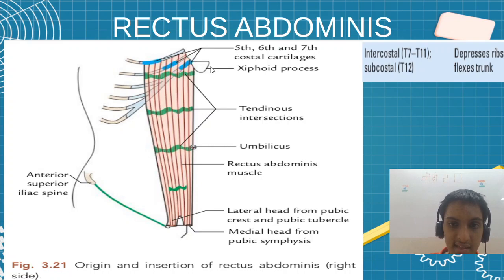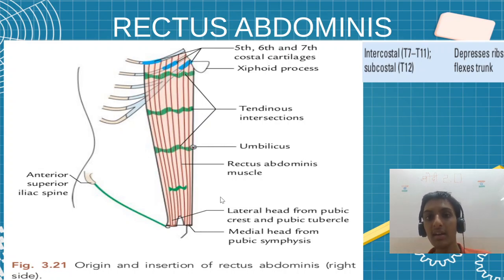Okay, this is coming from the 5th to 7th rib. You are seeing the 5th to the 7th rib and the xiphoid process, inserting into the pubic tubercle. Okay, where is the insertion? Pubic tubercle. Nerve supply, intercostal and subcostal. Mostly remember, okay, intercostal and subcostal nerve. What does it do? It depresses the ribs and flexes the trunk. Okay, just remember, it will depress the ribs.